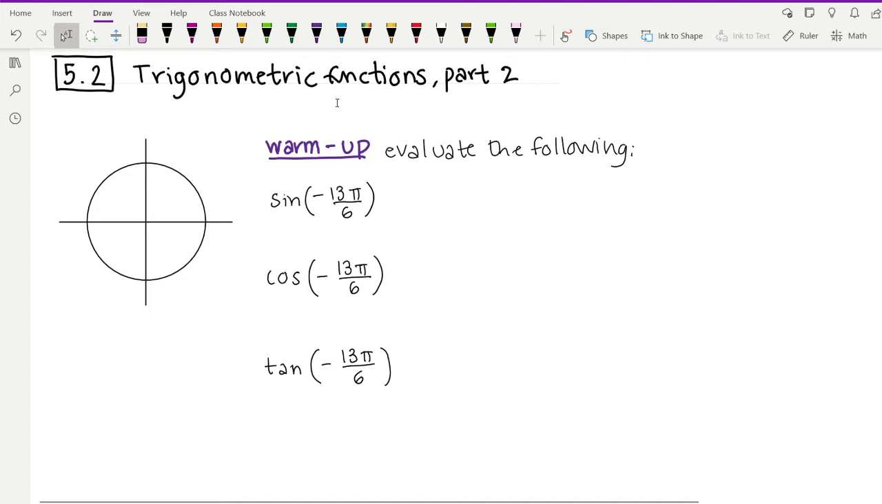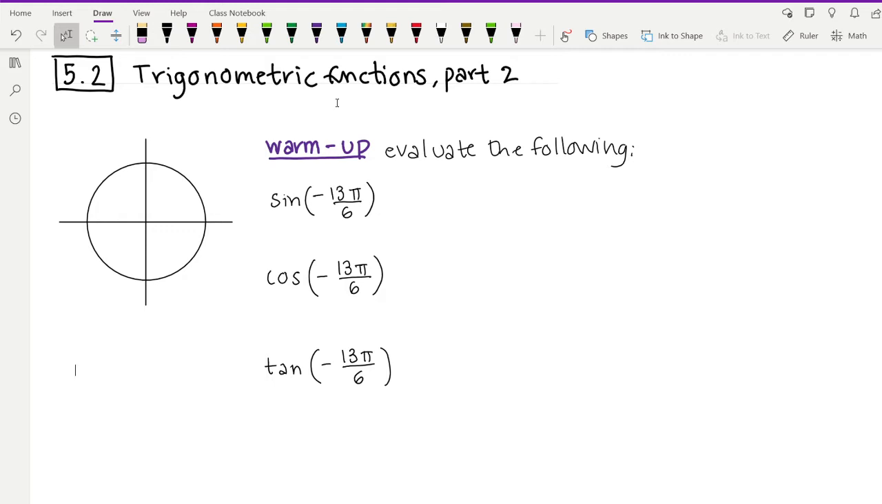Hi everyone. So in this video, we're going to continue to talk about trigonometric functions. Specifically, we're going to learn about 3 additional trigonometric functions, but don't worry, they're basically just defined in terms of the 3 we already learned, so it's not a lot more to learn.